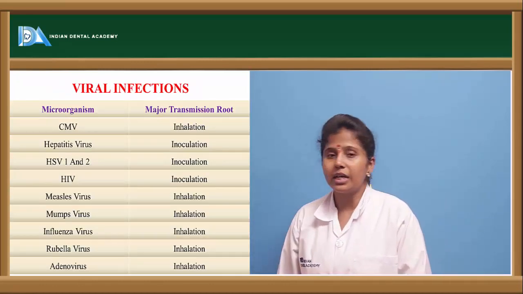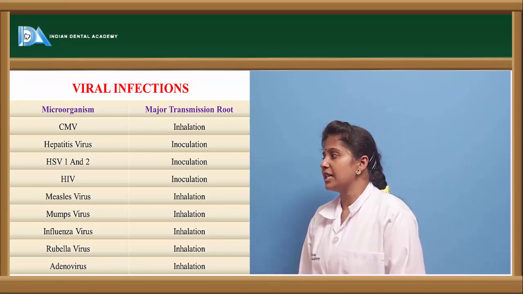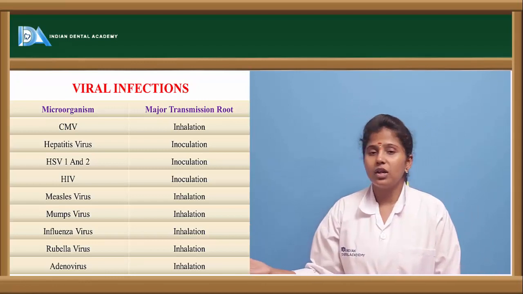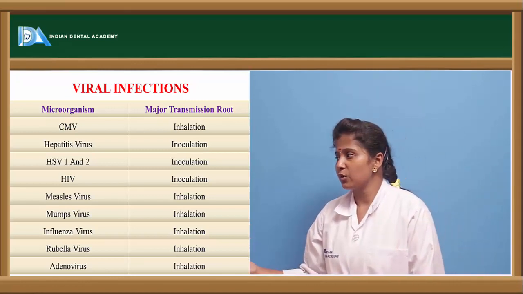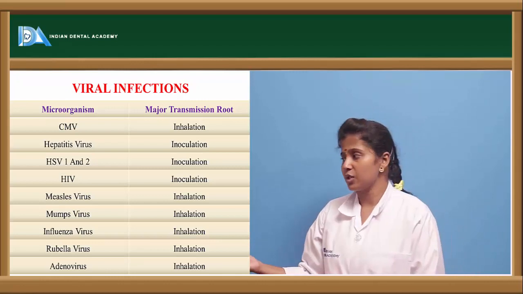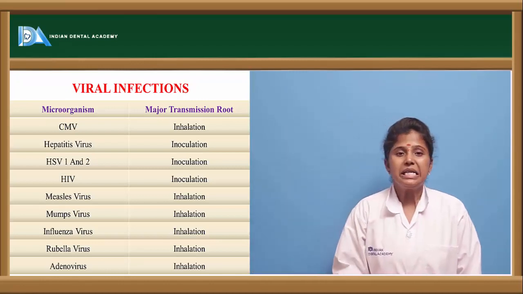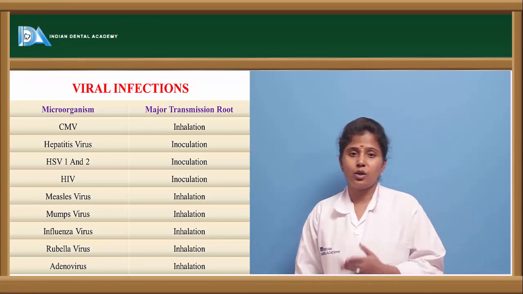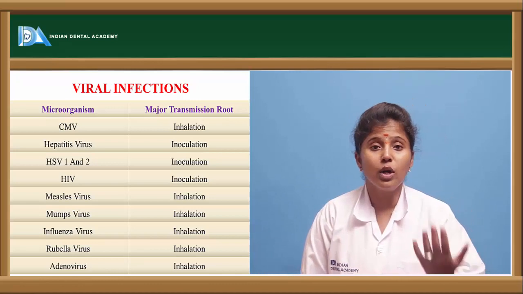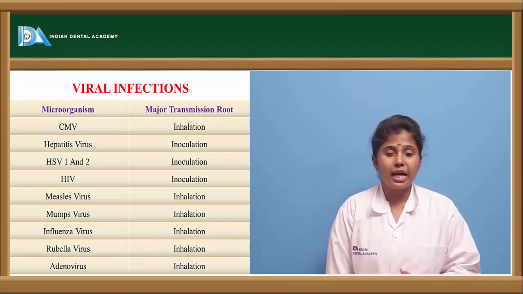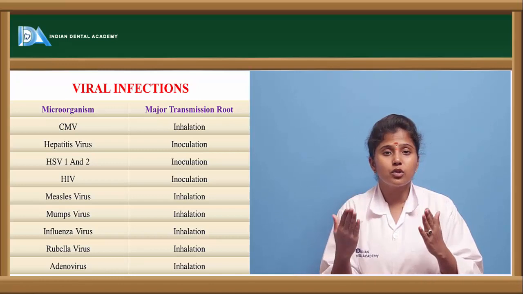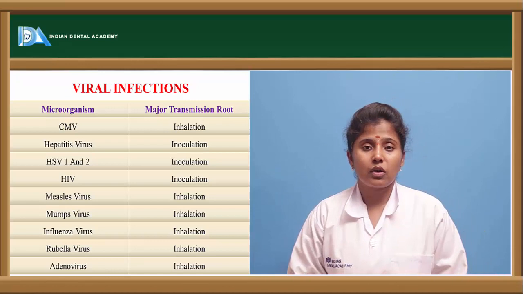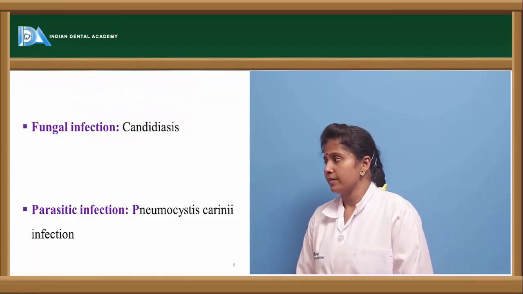Now the viral infections: the CMV virus, which is spread through inhalation, hepatitis virus through inoculation, and HSV virus, spread through inoculation again, HIV virus, the human immunodeficiency virus, through inoculation, measles virus, mumps, influenza, rubella, and adenovirus. These are all viruses spread through the inhalation route. So we need to take care and make sure that we are not inhaling, or breathing, that infected air, in order to prevent infection.